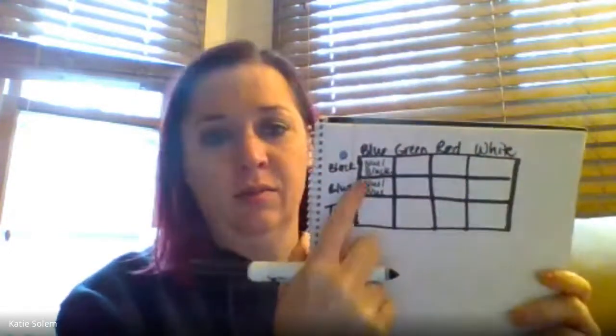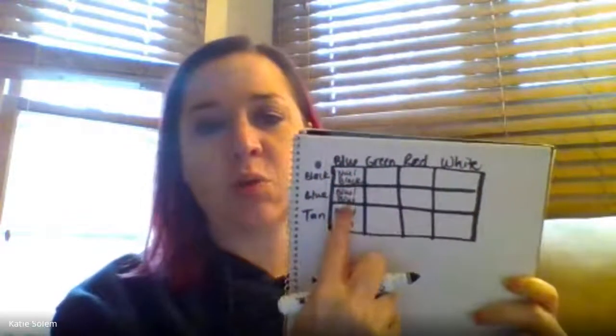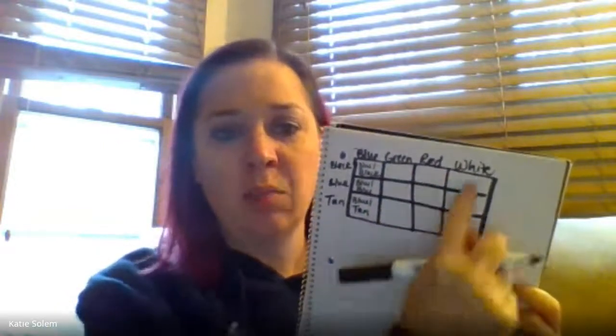Another possibility is that he could wear a blue shirt and blue pants. A third possibility would be that he could wear a blue shirt and tan pants. So for that blue shirt, there's 3 possible pants that he could wear with it. I'm going to do the same thing for green, red, and white.